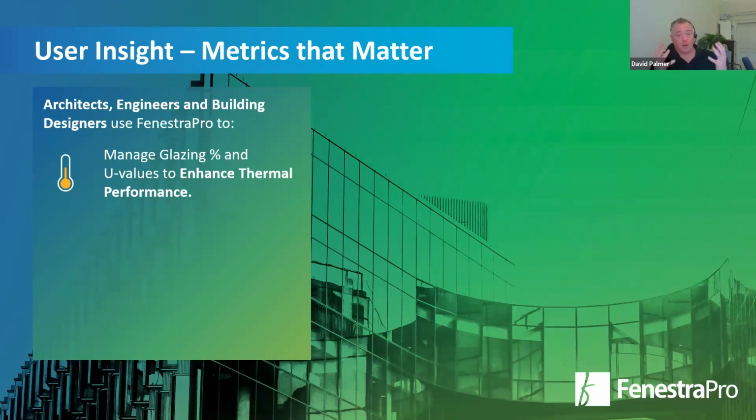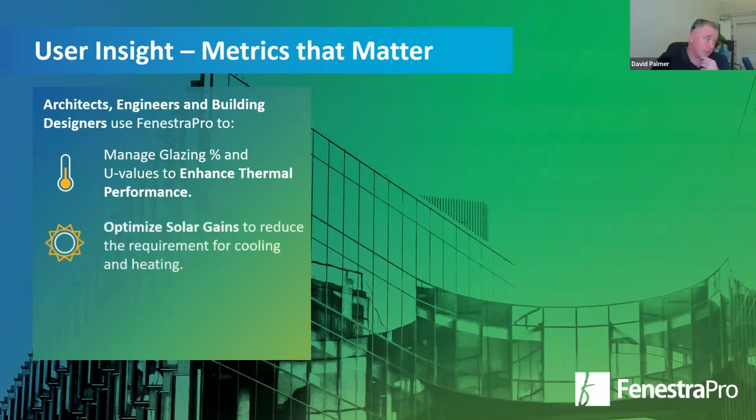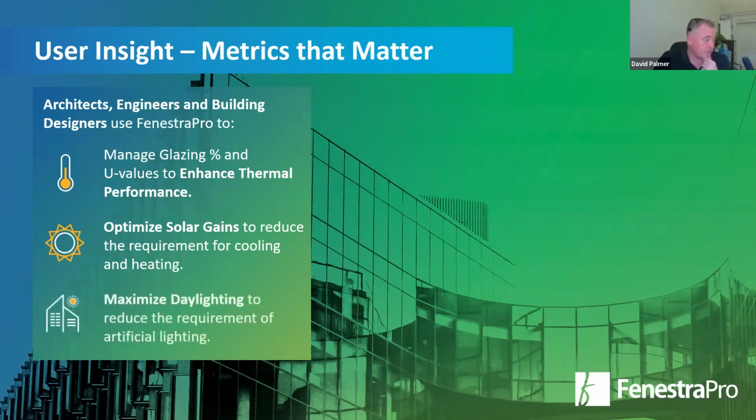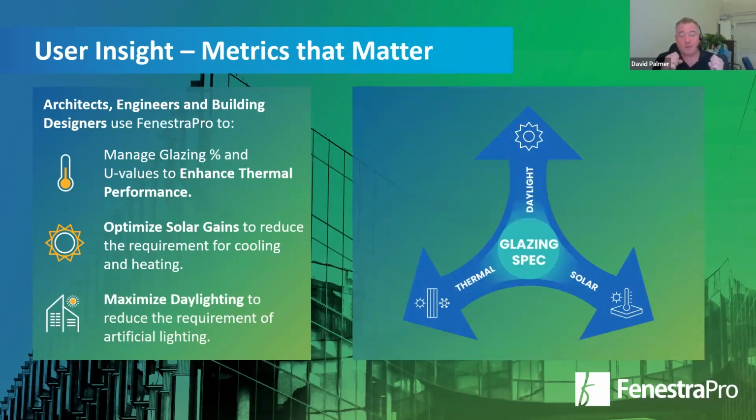So again, looking at the overall requirement, and this is typically driven by code, for the overall thermal performance of the building, and then the minimal thermal performance of the elements of the building in relation to glass, wall, floor, roof that we just touched on a moment ago. So using those parameters to drive glass to wall ratio and thermal performance is a key consideration. We talked about optimizing those solar gains to reduce the requirement for heating and for cooling. And then similarly, maximizing the amount of daylight that's coming into the building to reduce the requirement for artificial lighting. And the thing about these three components is that they very often work against each other.